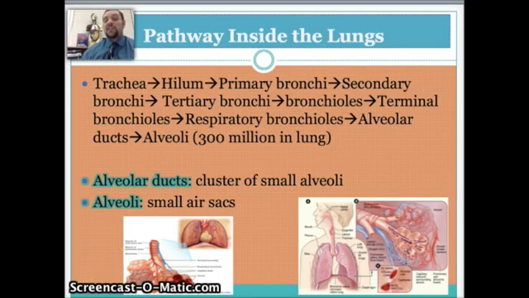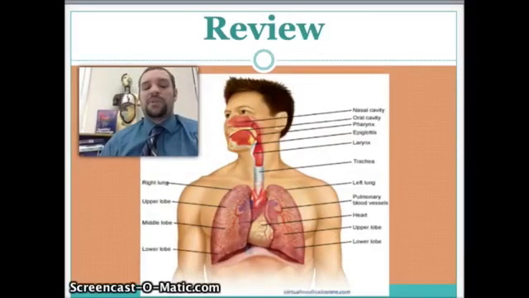If we take a look at the pathway, once we get through our trachea, your trachea will branch off into your hilum. It'll turn into your left and right primary bronchus. That will eventually branch off into your secondary bronchus, your tertiary bronchus, and then it gets into your bronchioles, your terminal bronchioles, and then your respiratory bronchioles, your alveolar ducts, and then finally your alveoli. If we look at your lung, you probably have about 300 million alveoli inside of that lung structure. So there you have it. That is your respiratory system.